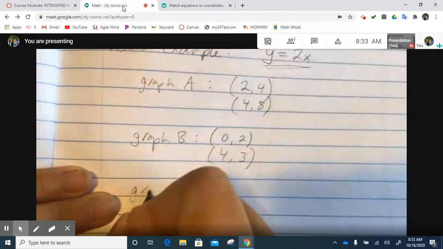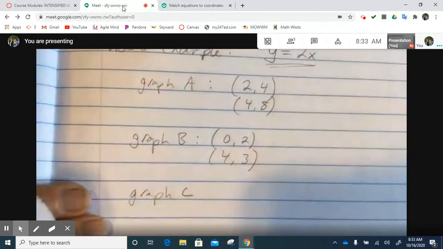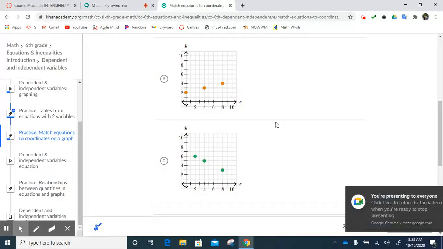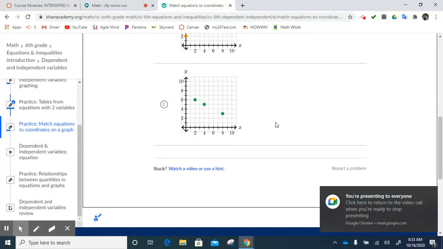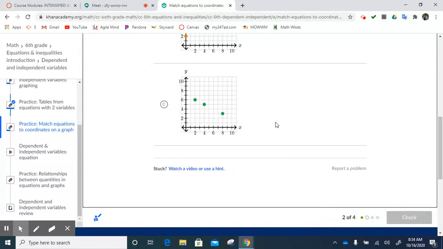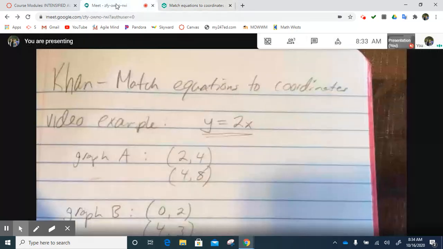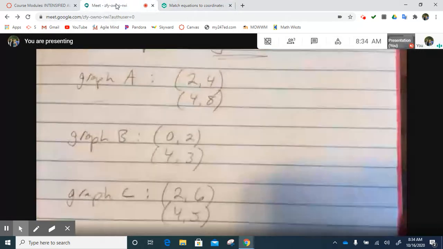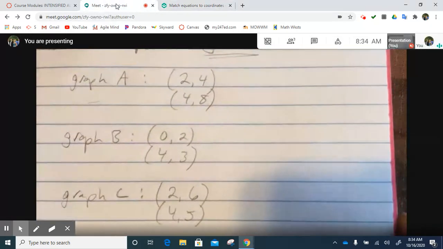And then graph C. Need 2 points. We'll have point 2, 6 and point 4, 5. Okay, so on my paper, I have at least 2 points from every graph and my equation.